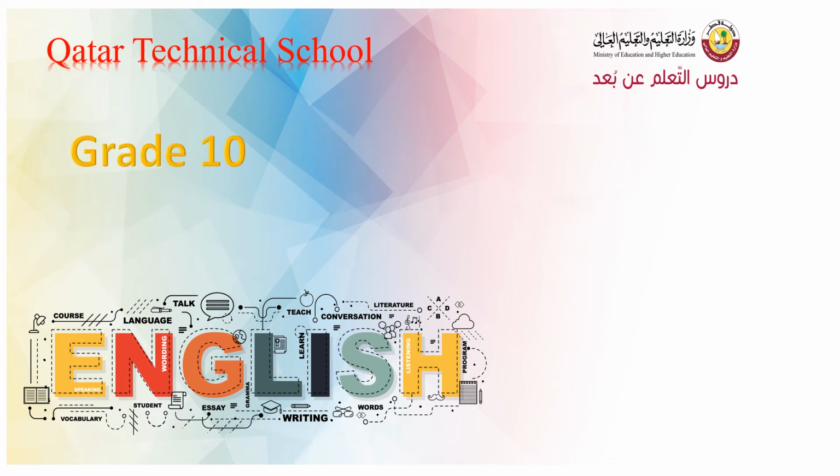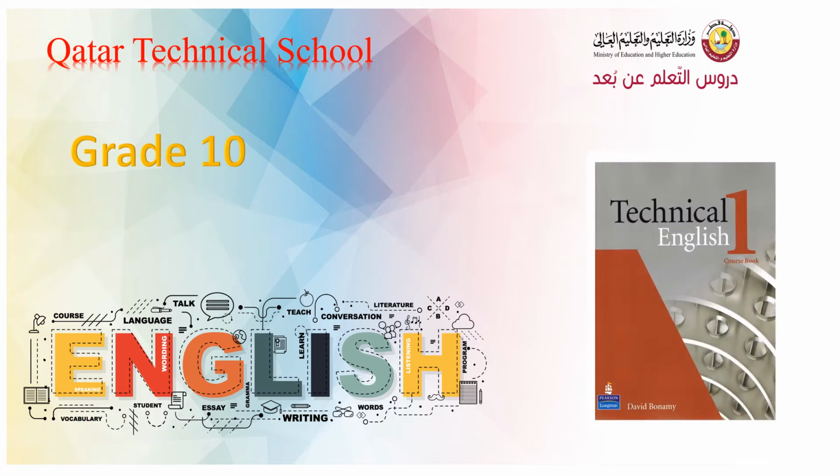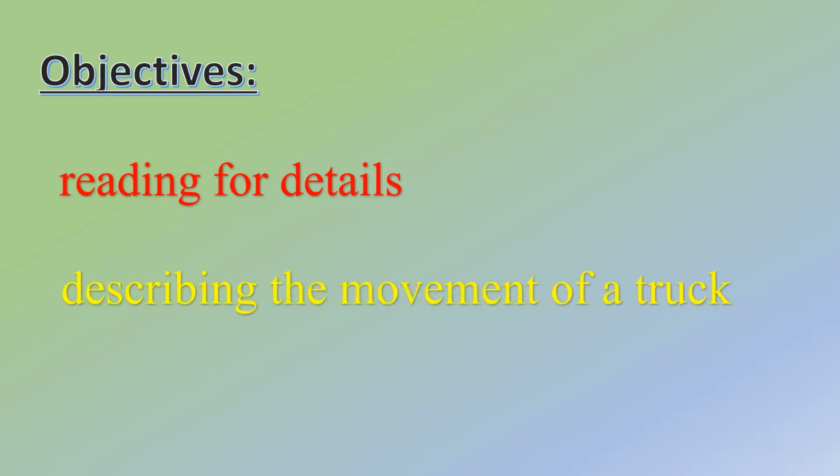And this is an English lesson for grade 10 using the Technical English Book 1. The title of today's lesson is Actions 1. Before we start the lesson, let's have a look at the objectives. The first objective is reading for details. The second objective is describing the movement of a truck. Please open the course book page 30 to be able to follow this lesson.